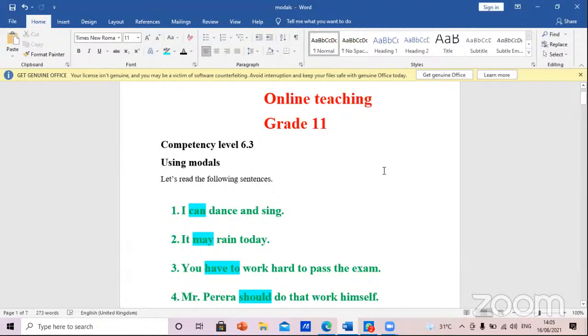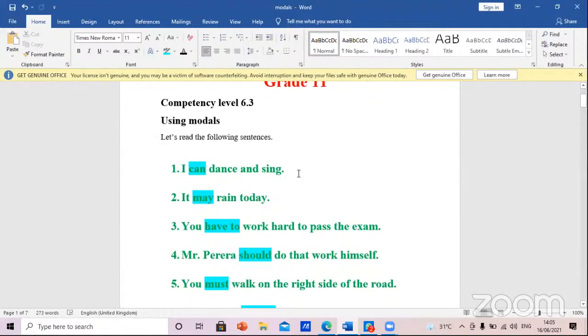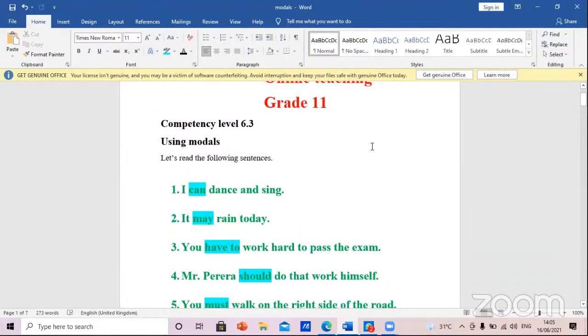Anyway, let's see what these models are called. Now I have given you some examples. Since there are lots of students, we have to mute you all. So I'll read these sentences for you. You have to listen carefully, and try to understand the meaning of these sentences.